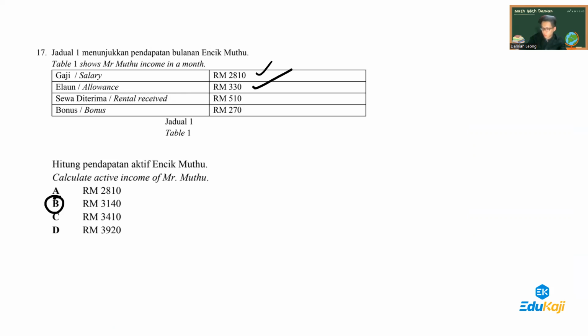Because rent allowance is usually you have to do something, like travel allowance, or OT allowance, or night shift allowance. Basically, you have to be actively doing something in order to get it. Whereas rental is basically passive, because you're not actively doing anything and the money will come in. Bonus also, you're not actually actively doing anything for that extra amount to come in.